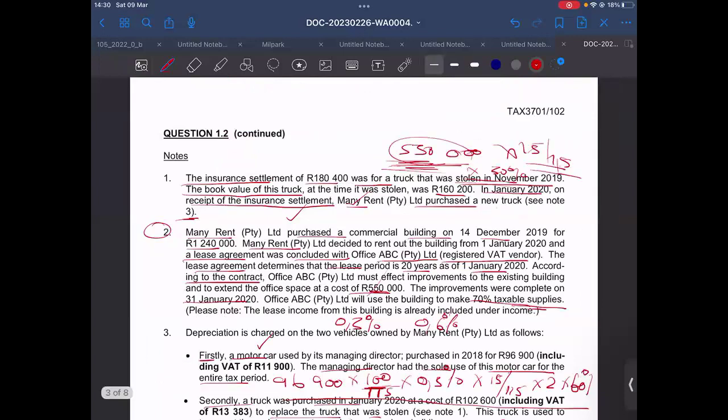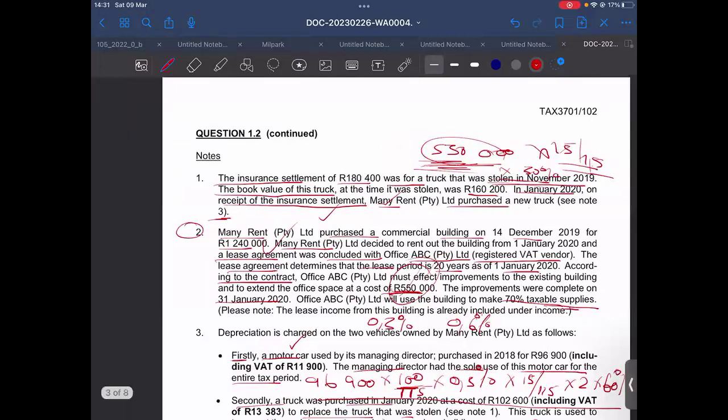And what happened in note number 2? Note number 2 is talking about improvements. Remember, on note number 2, we rented out the building, and then we agreed with the tenant to effect an improvement of 550. So on this one, there's output VAT. What they wanted to indicate is that there's output VAT. How do you calculate it? You simply say your improvements times 15 over 115, then times the portion not used for taxable supplies. That's what they stressed in here.